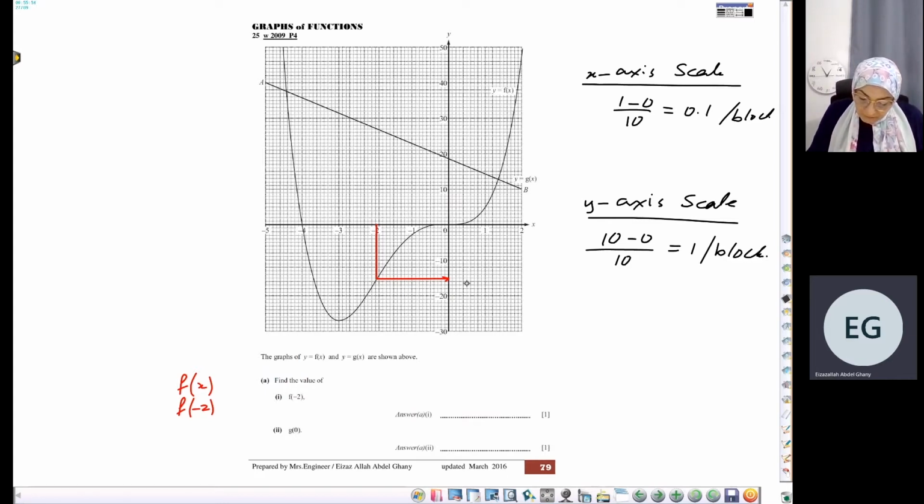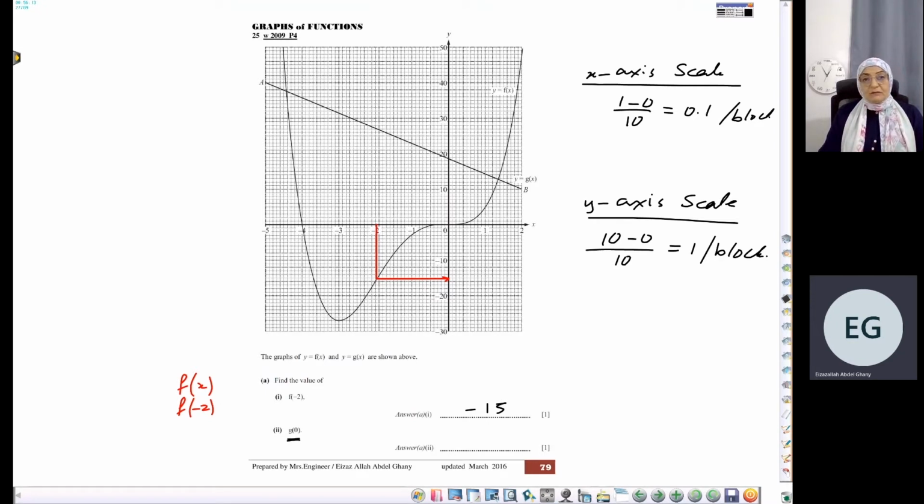So you just read between -10 and -20, it could be -15 or something around it. This is by sense. Now let's count the blocks. -10, -11, -12, -13, -14, -15. So it is -15. What about g of 0?